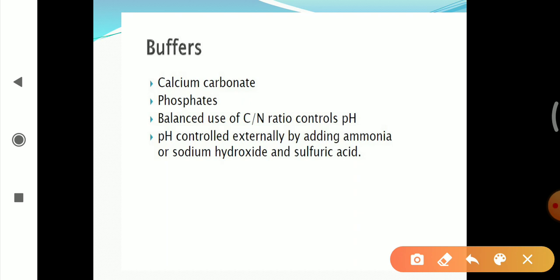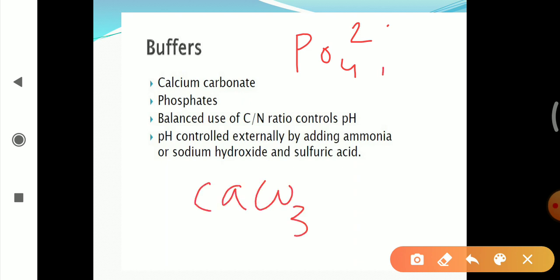Second, we can also add an artificial buffering agent. An example is phosphate. We can add phosphate to regulate the pH, but a high concentration of phosphate interferes with the production of secondary metabolites. We can also use calcium carbonate, but the problem with calcium carbonate is that if the pH falls below 7, the calcium carbonate will decompose.